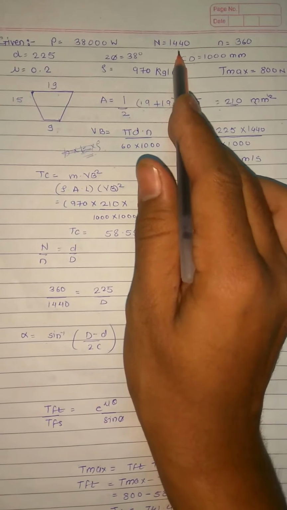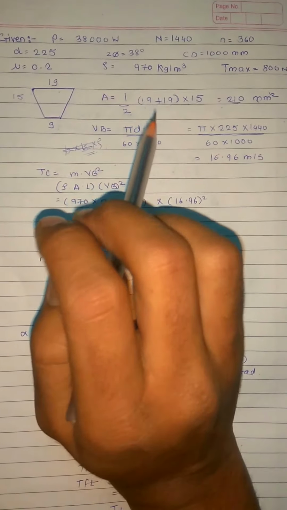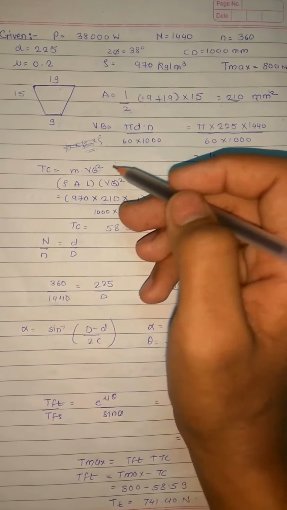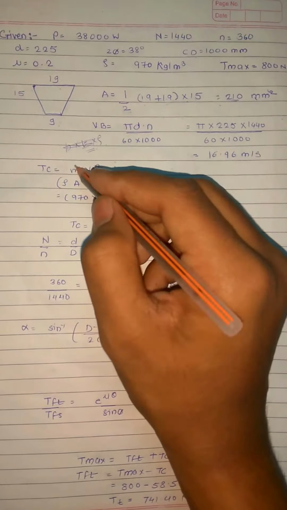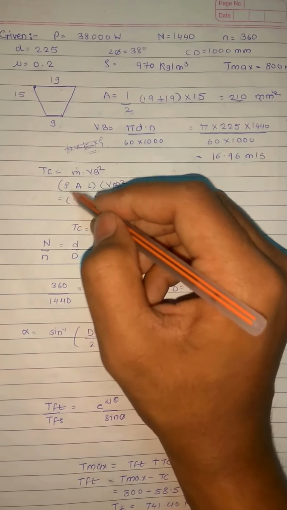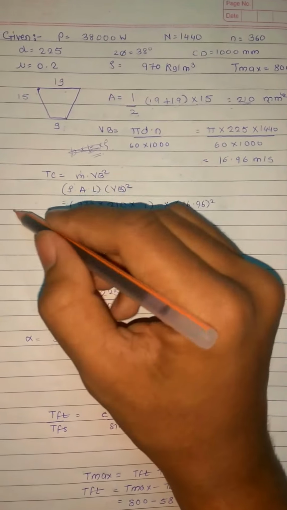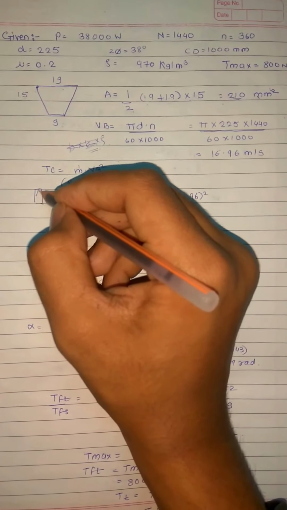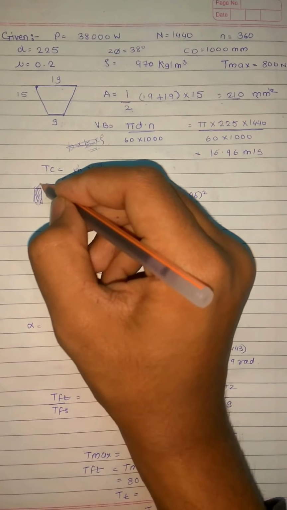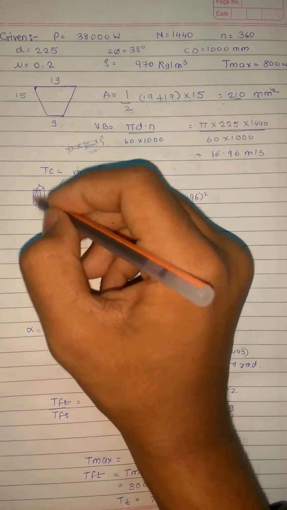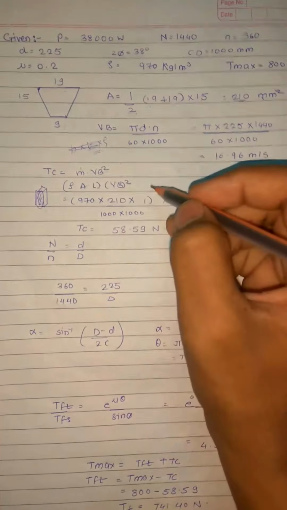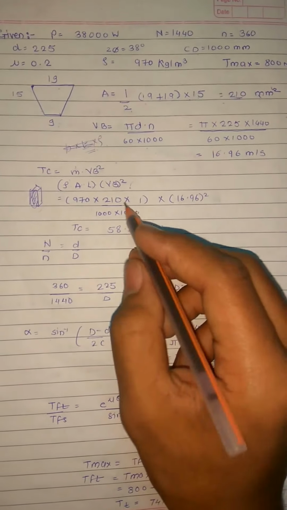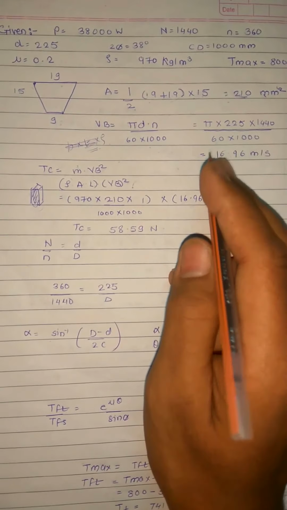Next we have N, we can find out VB, that is velocity of belt. Next, the centrifugal tension can be found out as usual, m into VB square. m is rho A L, that is density into area into length. Let's take a piece of belt. We will be considering its density, the area and the volume it occupies. This will be the total mass, and VB has been found out. So we get TC.